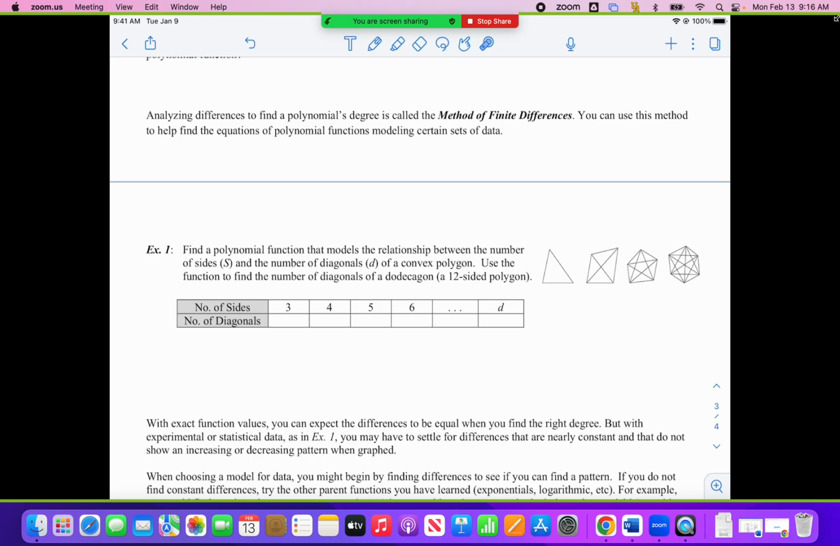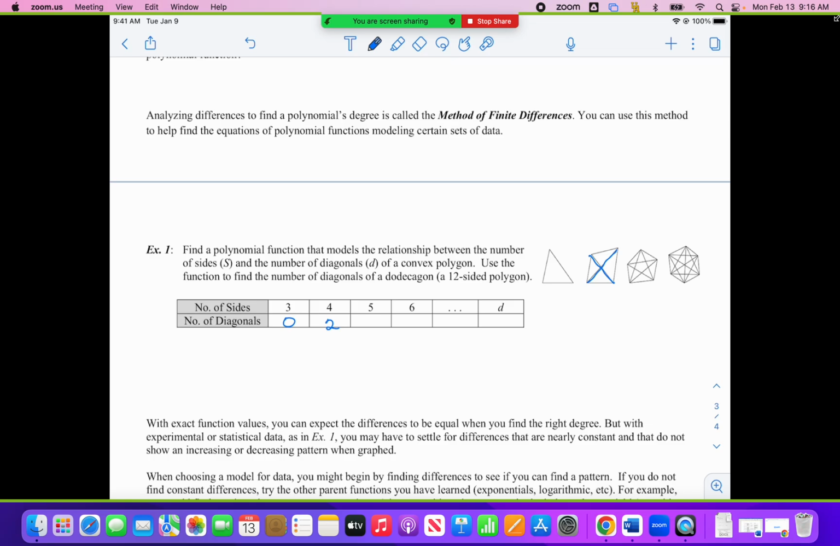It says find a polynomial function that models a relationship between the number of sides, S, and the number of diagonals, D, of a convex polygon. So what I want you to notice is in a triangle, there are no diagonals. Okay, so we would put 0. In a quadrilateral, do you see that there are 2 diagonals?